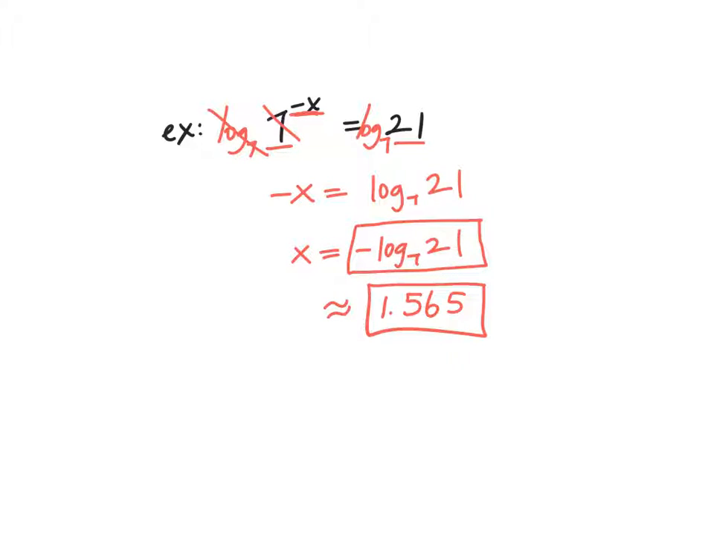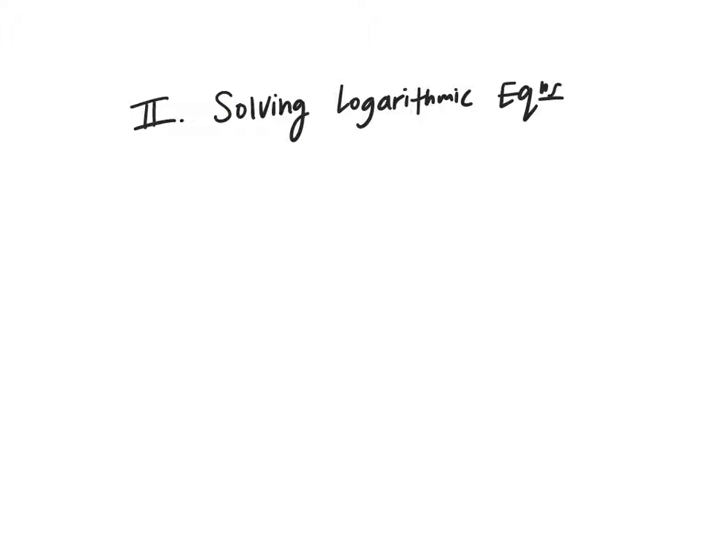Note that if it's a calculator portion, you can check your answers fairly easily, right? You do 7 to the negative 1.565 power, and you should get about 21. Now let's take a look at solving logarithmic equations.